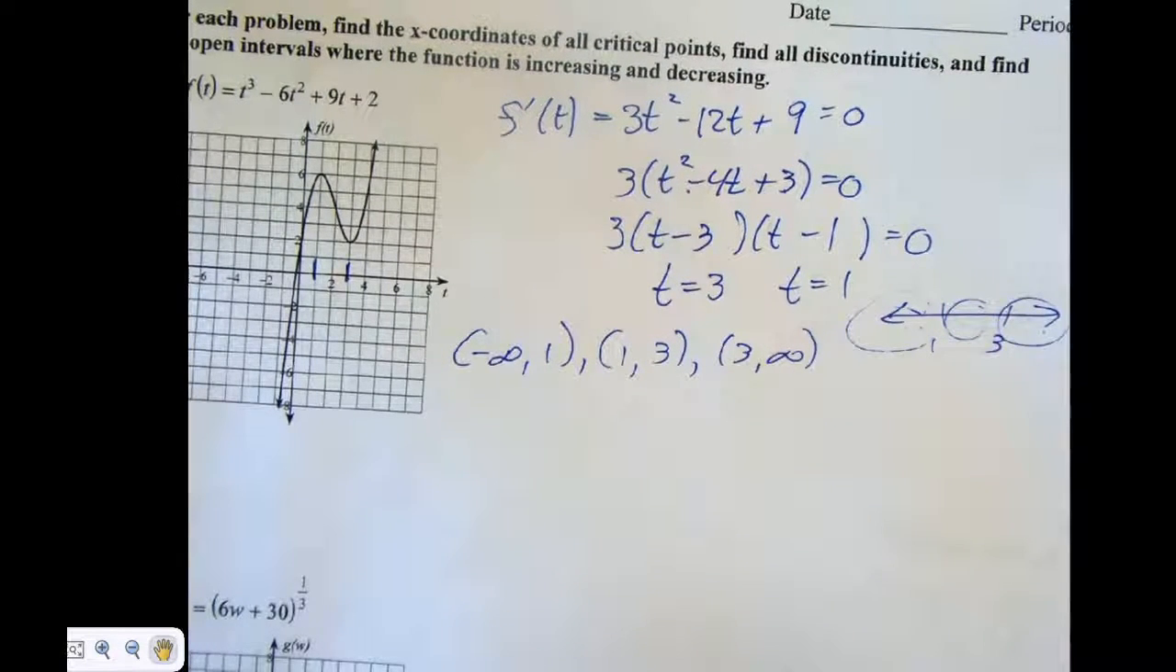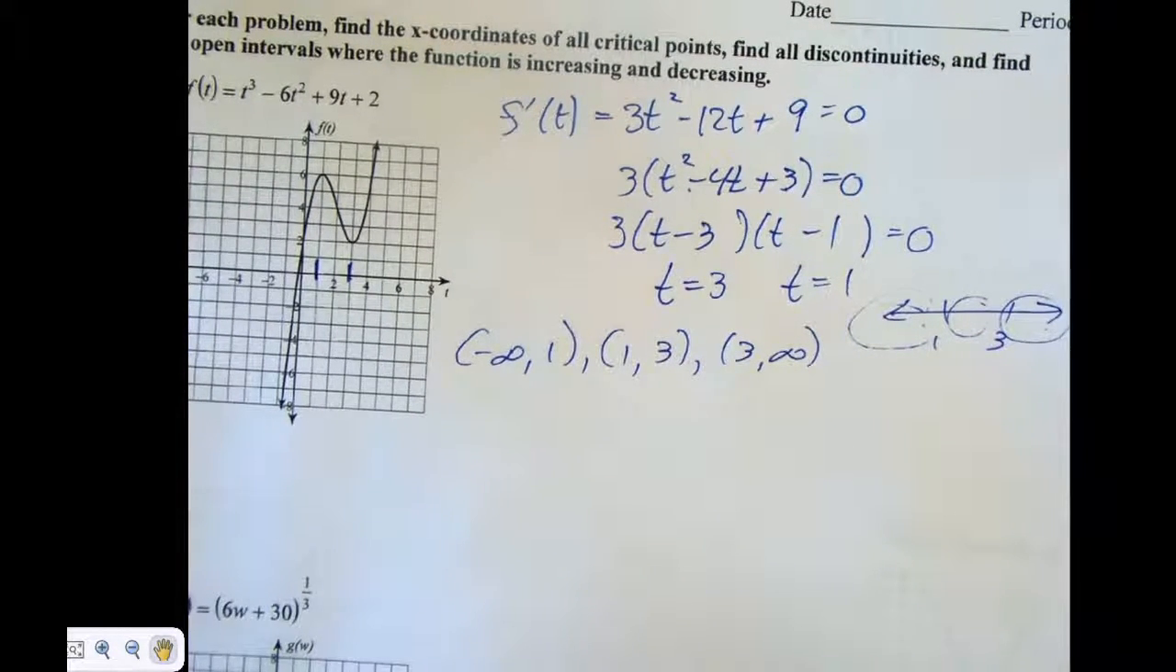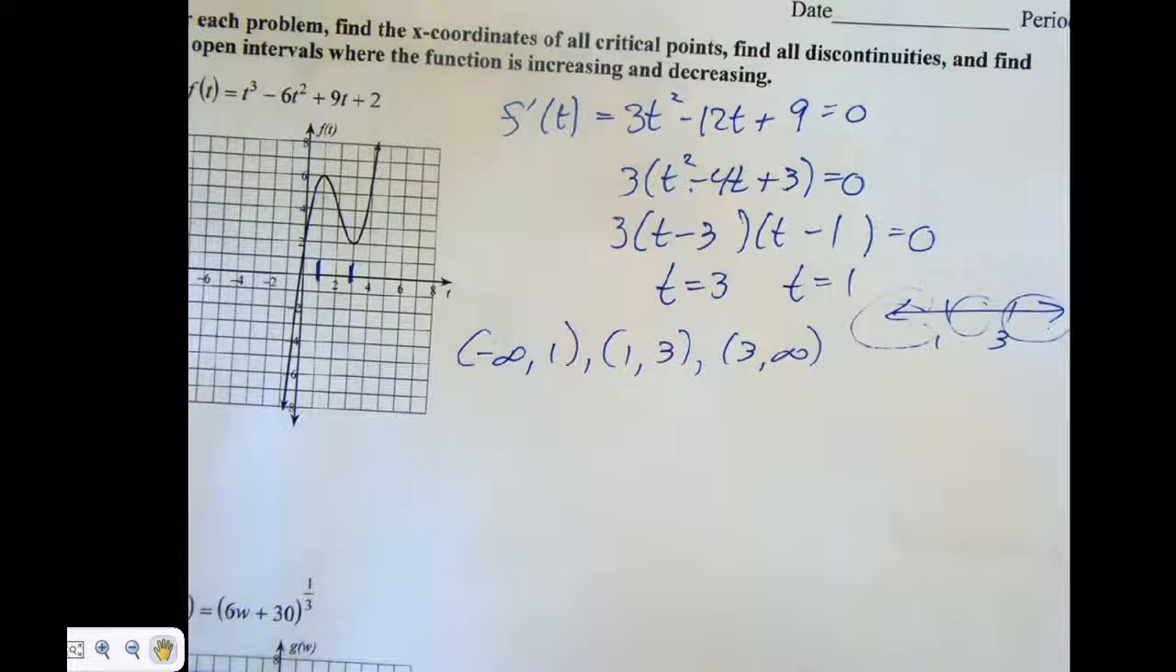Are we ever going to use brackets or anything, or is it always going to be parentheses? It's always going to be parentheses because at t equals 1 and at t equals 3, what's the value of the derivative? 0. It's 0. So that's a different deal than what we're looking at.